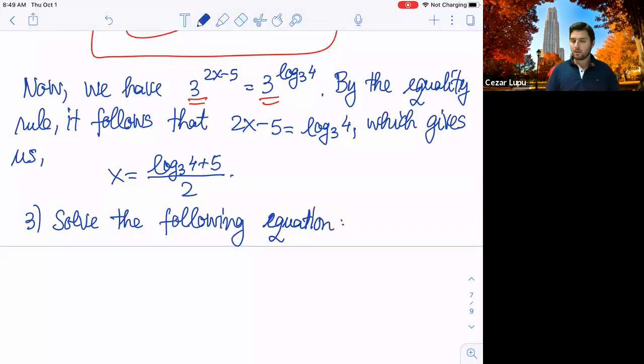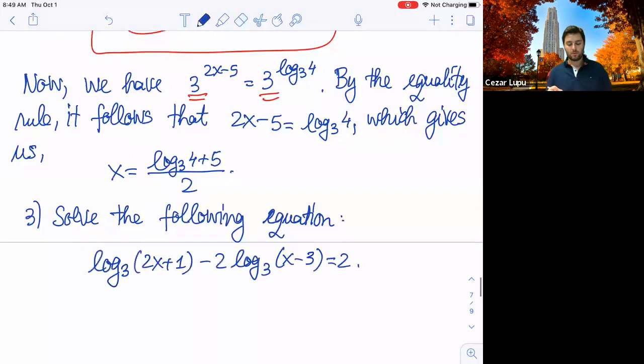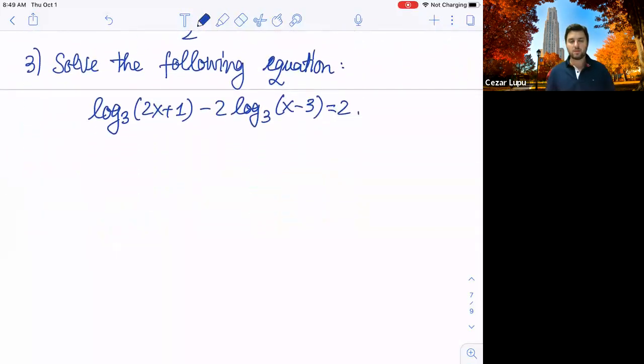And the example that I have in mind is the following: log in base 3 of 2x plus 1 minus 2 times log in base 3 of x minus 3 is 2. So look at this equation. As you can see, it's a purely logarithmic equation. Well, in this equation, we'll have to apply the properties of the logarithm. And we'll try to make our life as easy as possible.